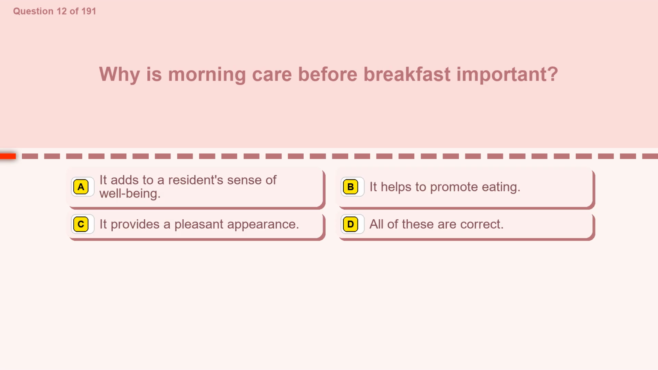Question 12. Why is morning care before breakfast important? Option A, it adds to a resident's sense of well-being. Option B, it helps to promote eating. Option C, it provides a pleasant appearance. Option D, all of these are correct.